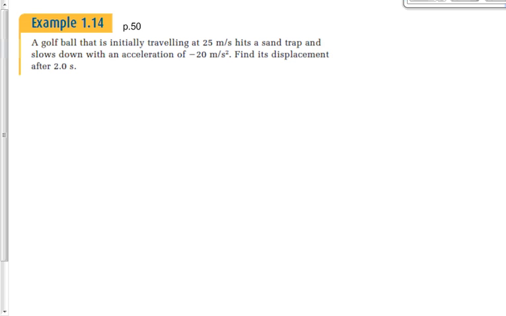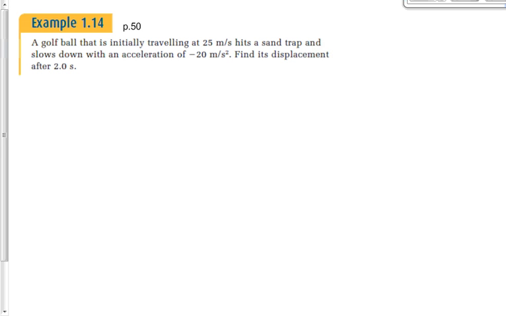Same stuff, nothing new. Relates back to that page I just wrote down with the 6 equations that we've learned, our group A and our group B equations. This one says a golf ball that's initially traveling at 25 meters per second hits a sand trap and slows down with an acceleration of negative 20 meters per second squared. What's its displacement after 2 seconds? So it's taking 2 seconds for this sand trap to stop this golf ball. The golf ball, as it slows down, is slowing down at a rate of negative 20 meters per second squared. We want to find out how far it travels during that time. In other words, how far into the sand is it actually going?